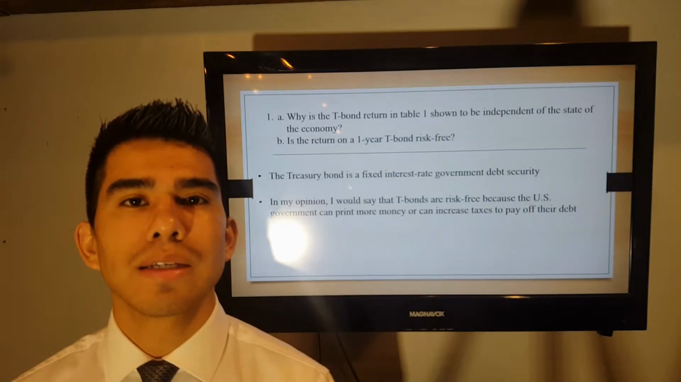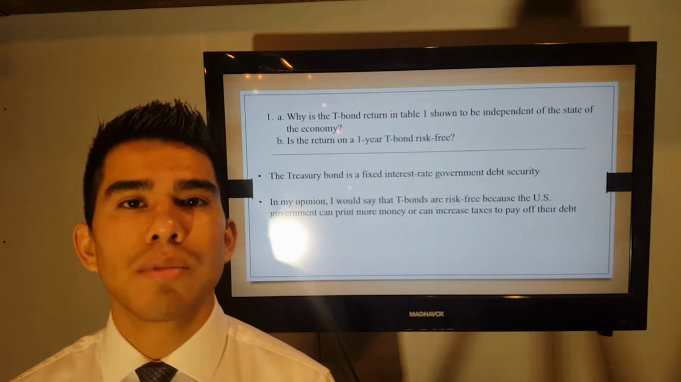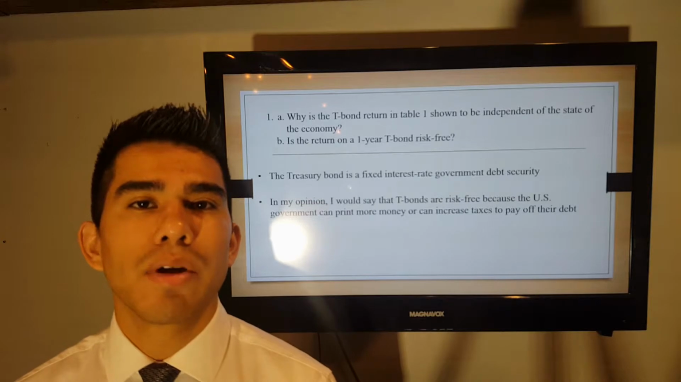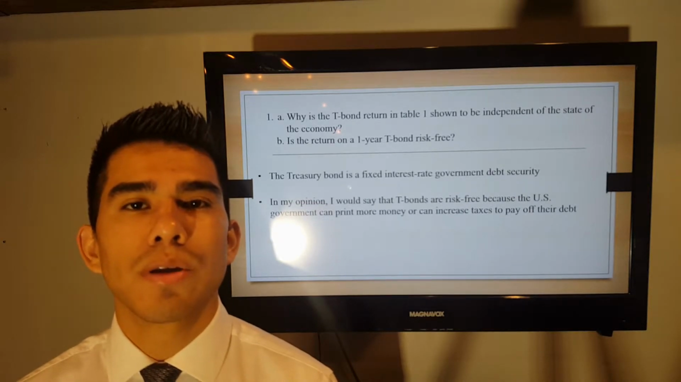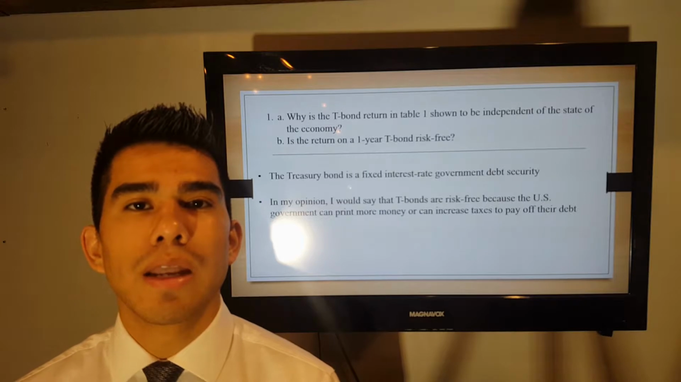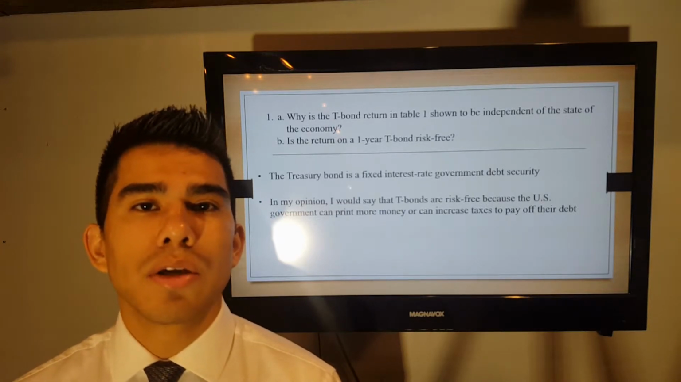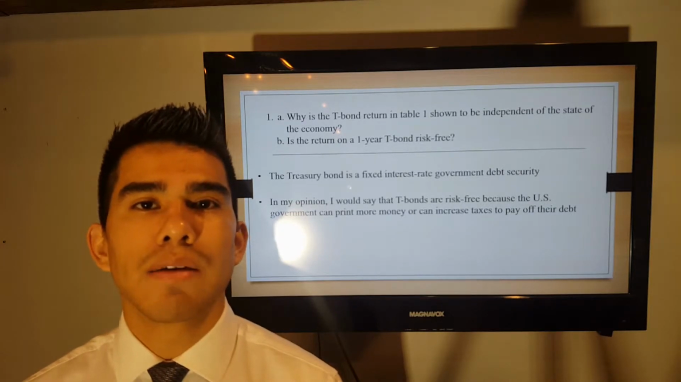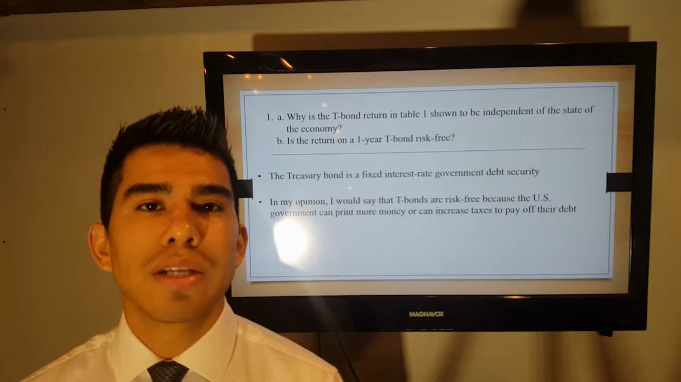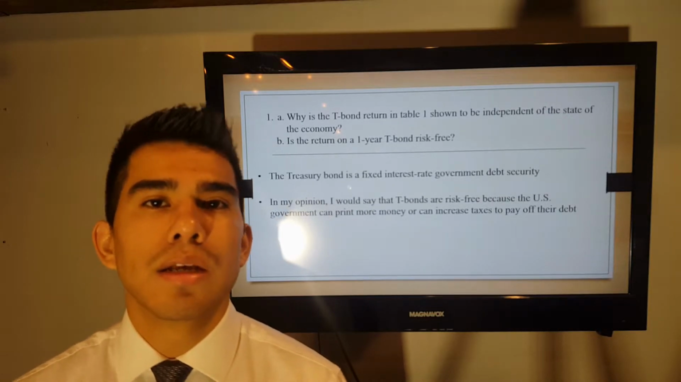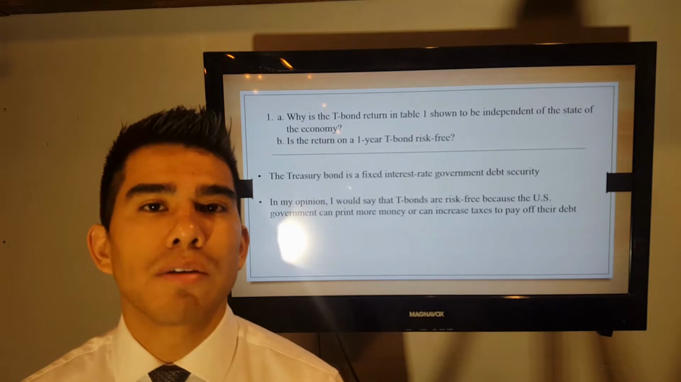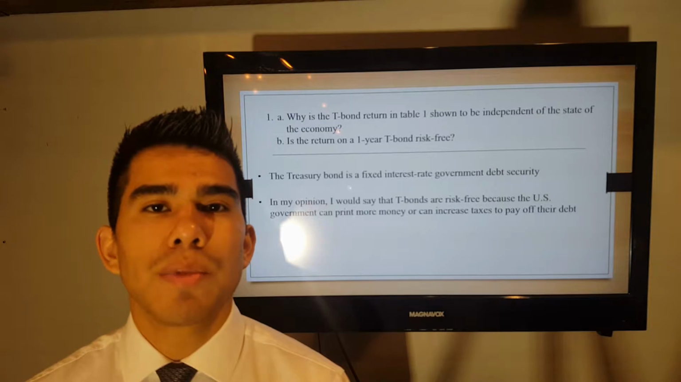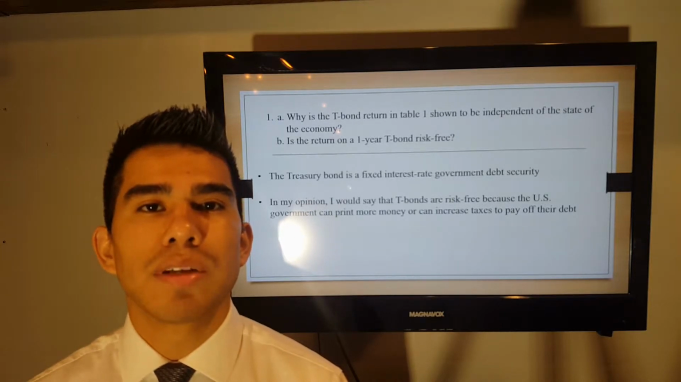So question 1 asks, why is the return on a T-bond in Table 1 shown to be independent of the state of the economy? And the second part of the question asks, is the return on a 1-year T-bond risk-free? Now to answer the question, T-bonds are fixed-rate government-issued debt securities, which explains why they act independently of the state of the economy. And to answer the second part, in my opinion, T-bonds are risk-free because they are backed fully by the U.S. government. And the U.S. government can always print more money and increase taxes to pay off its obligations.